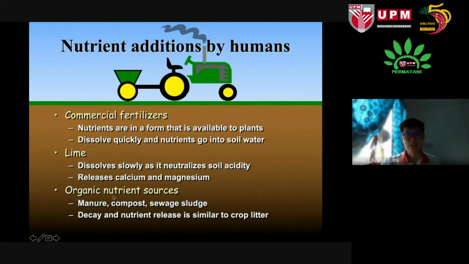Okay, the next is organic nutrient sources, which I have mentioned in the previous slide, which consist of manure, compost, sewage sludge, and decomposition. This is a very important and healthy organic nutrient source for plants to grow, because these sources do not have any chemical things that can damage plant growth.